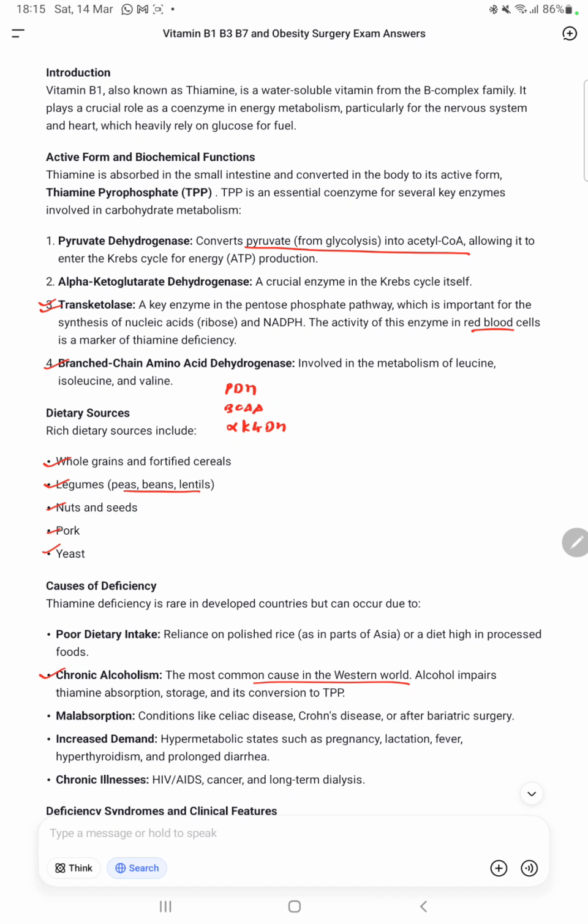Alcohol impairs thiamine absorption, because of which TPP won't be formed. Malabsorption in cases like celiac disease and Crohn's disease can lead to it. Increased demand in case of pregnancy, lactation, fever, hyperthyroidism, and chronic illnesses like HIV, AIDS, cancer, or long-term dialysis can be the cause for vitamin B1 deficiency.